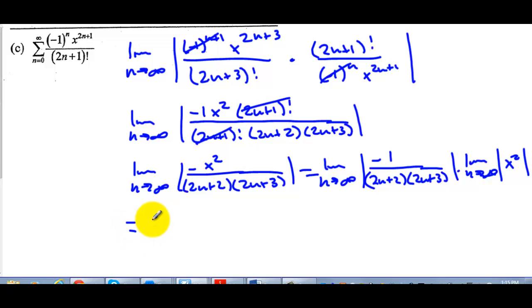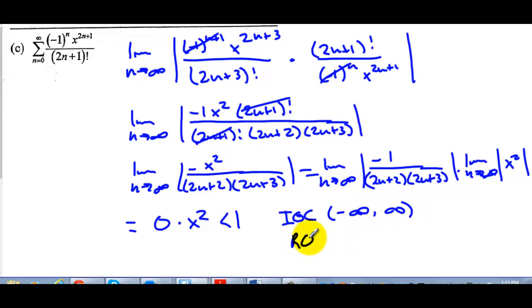That's equal to 0. If we plug infinity in, the denominator goes to infinity, and this fraction goes to 0, times x squared. We need this to be less than 1. This is always going to be less than 1. The interval of convergence is -infinity to infinity, or all reals, and the radius of convergence is infinity.